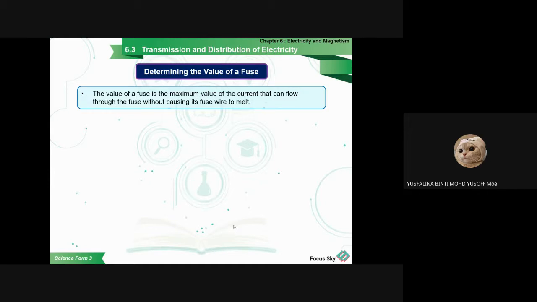So what does that mean? Every time you buy an electrical appliance, they will tell you the voltage you need and the power of the appliance. Let's say the power is 60 watt and the voltage is of course 240 volt. Which fuse should I use? Using the formula P equals VI, where P is 60 and V is 240, we need to find I. So I is 60 divided by 240.